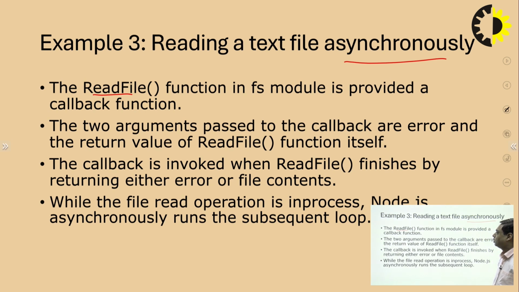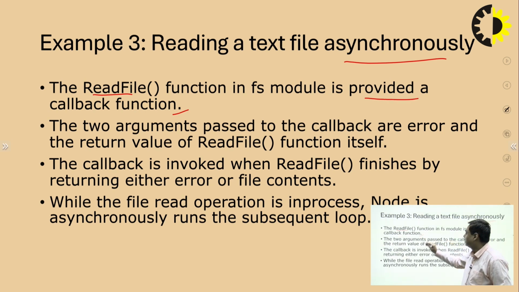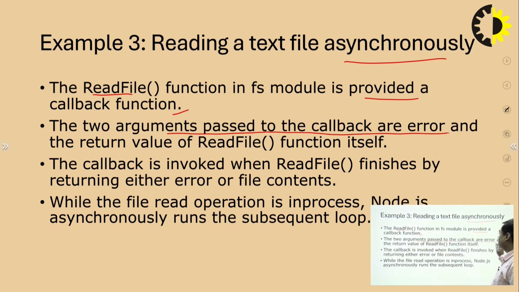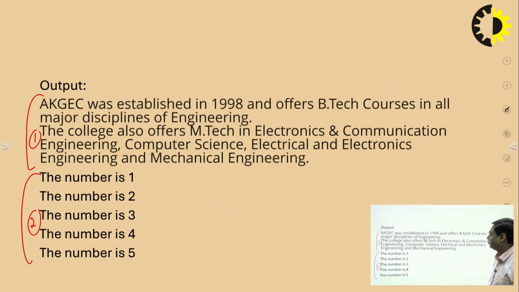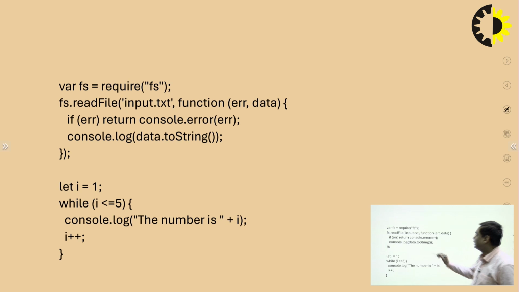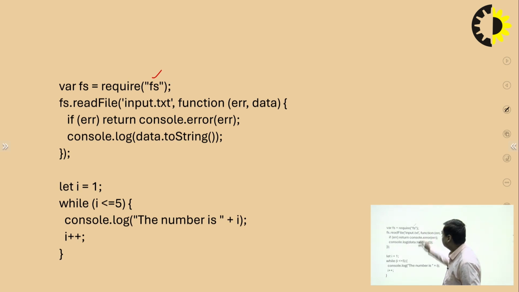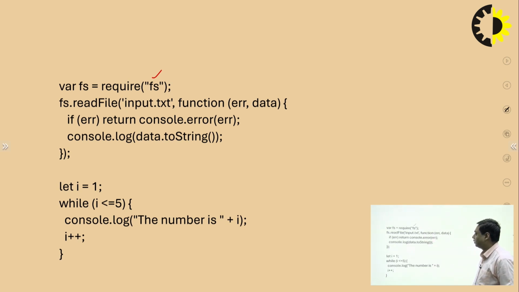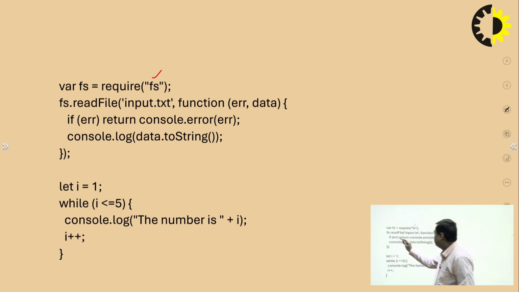The readFile function of the module provides a callback function. There are two arguments passed to the callback: the error and the return value of readFile. So let us see the first program. You can see again we have taken fs as a module for working with a file. This time we are using readFile.